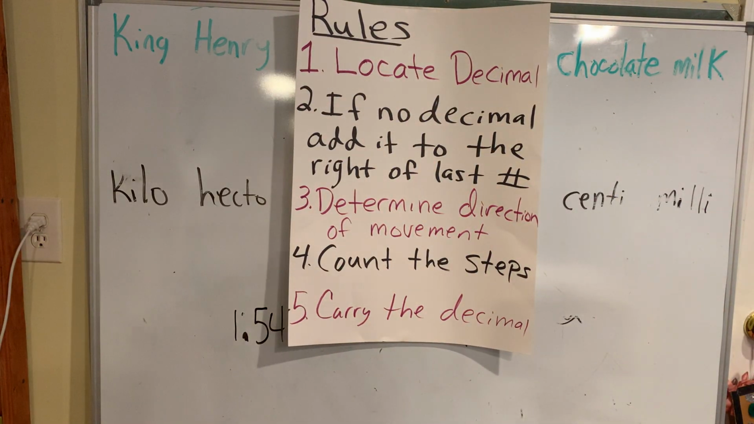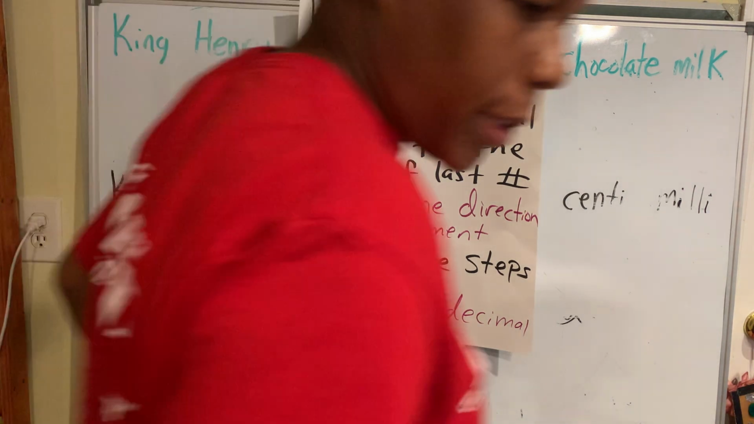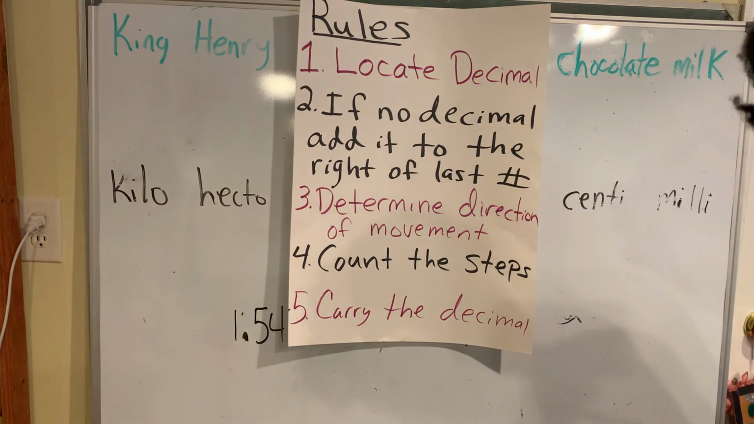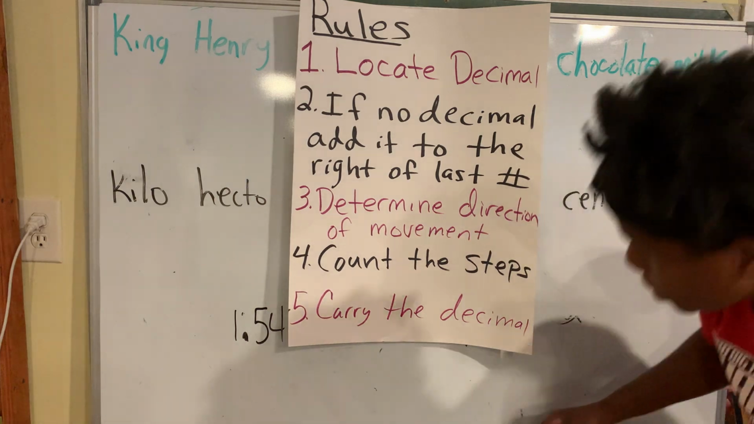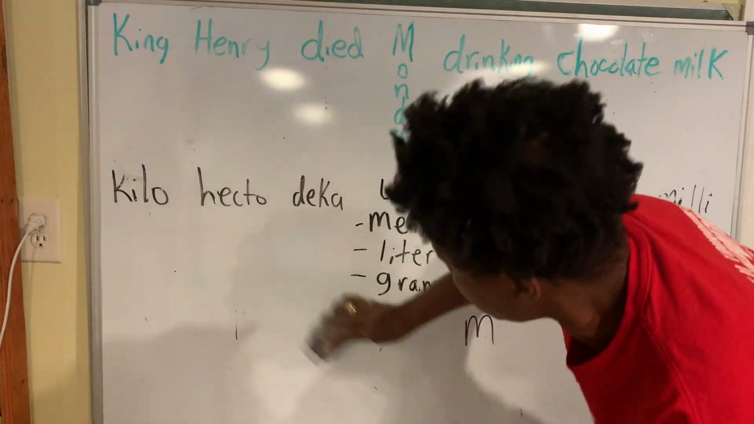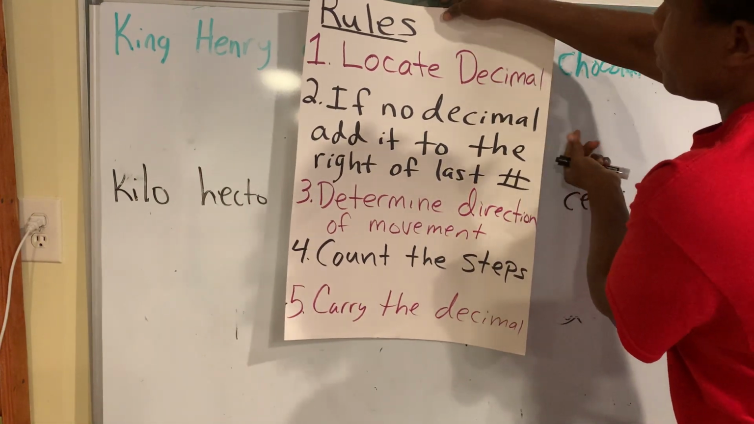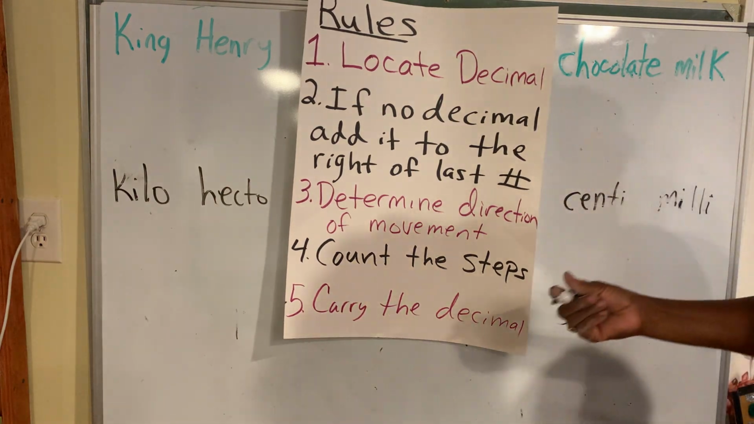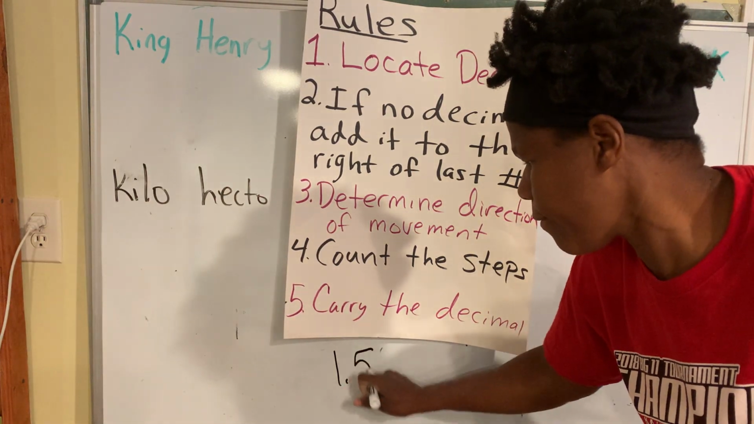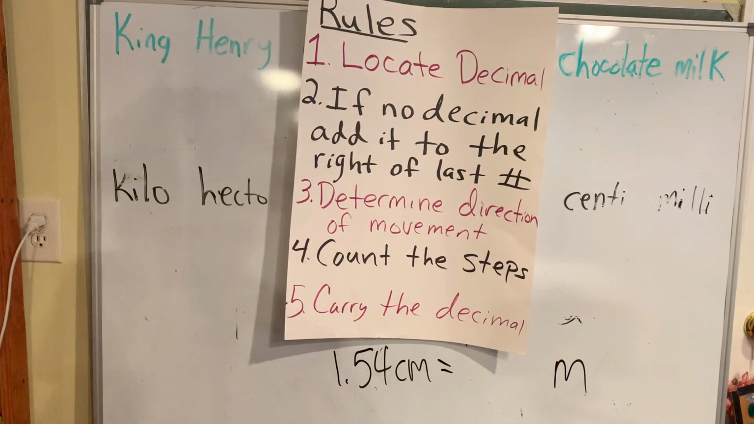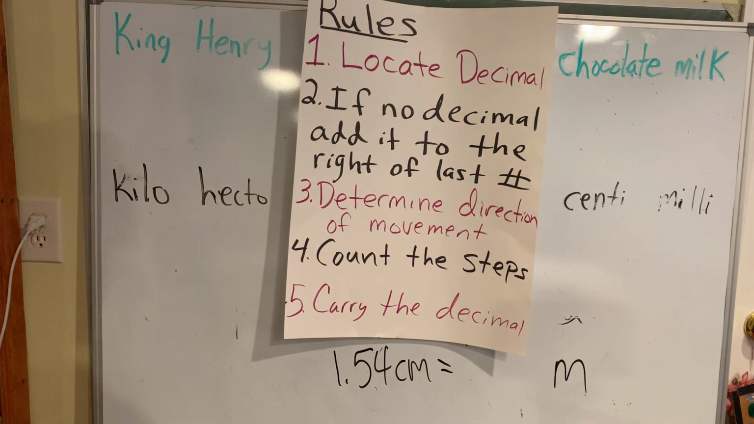Okay, so the first rule is locate the decimal. If I'm looking at my problem here, I'm going to rewrite the problem so you can see it. Sorry, you write those rules down, all right? Let me put that back up there. So if I rewrite the problem, the problem is 1.54 centimeters, and I'm trying to go to meters. Hopefully you can still see that. I'm just going to double check. Okay, good, you can.